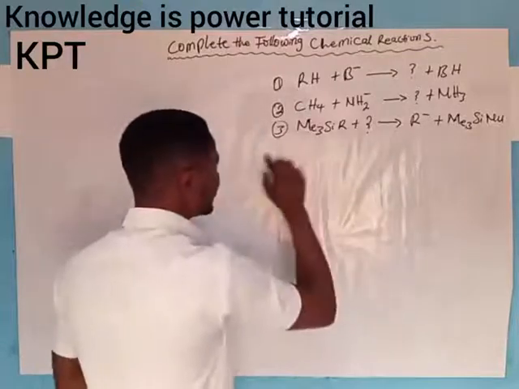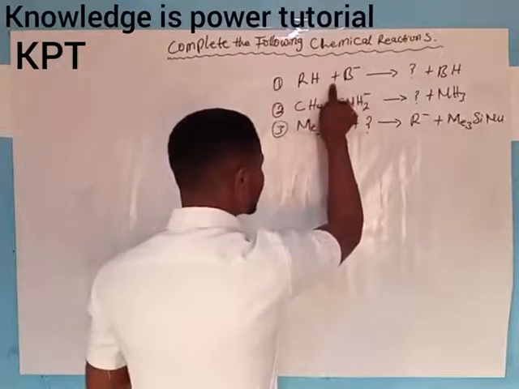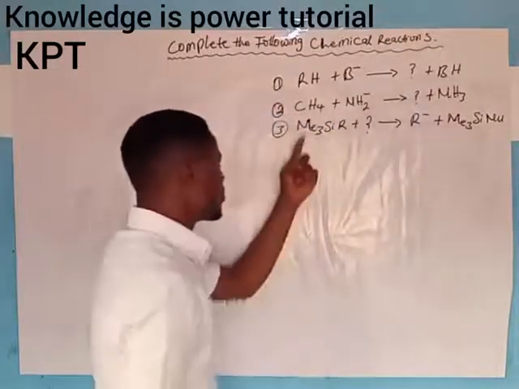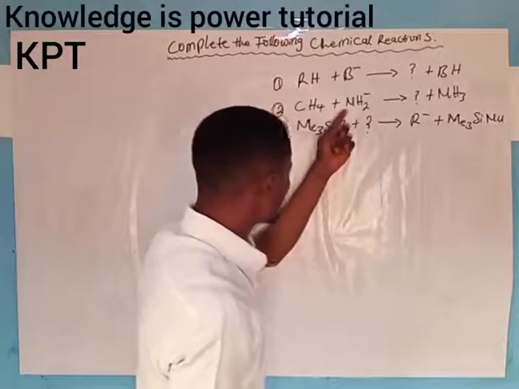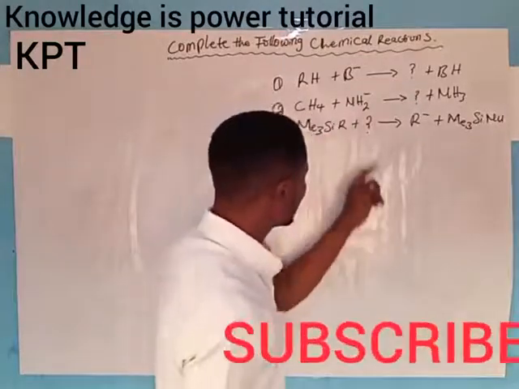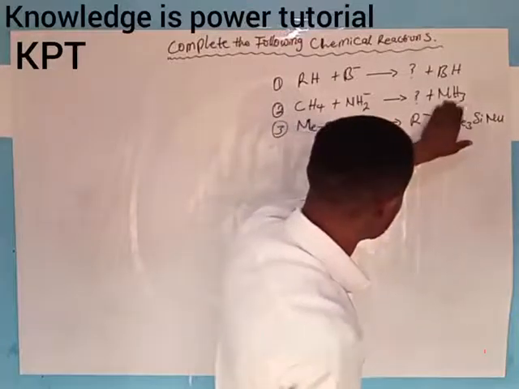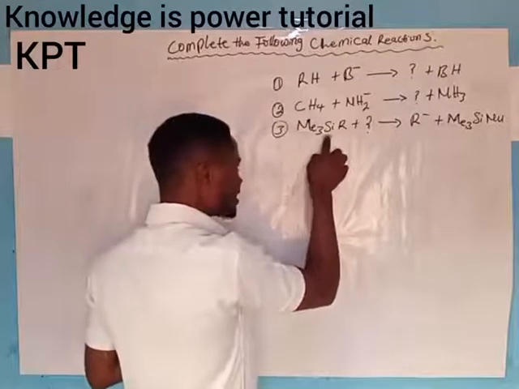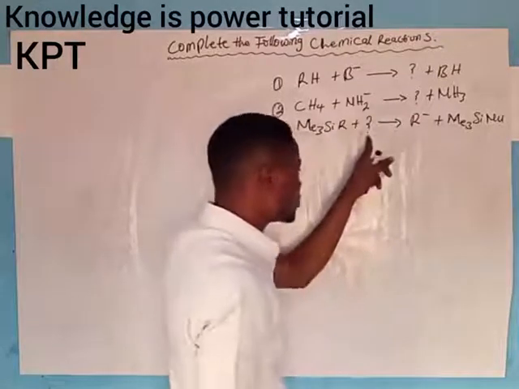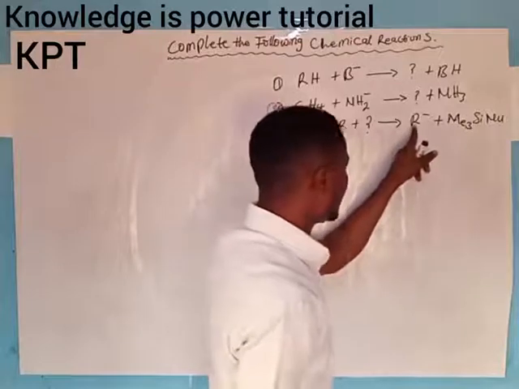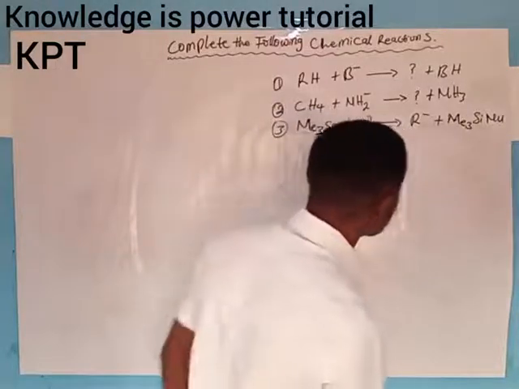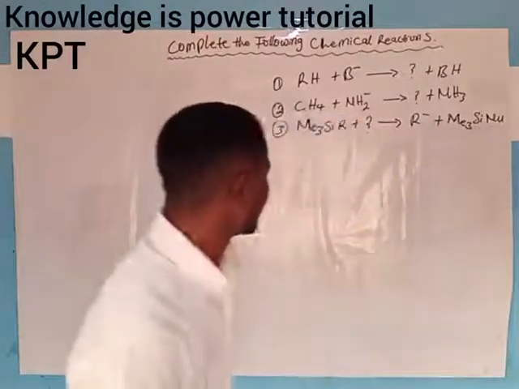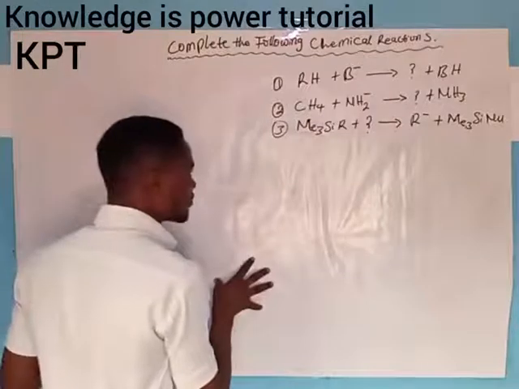If you watch, the first one says when RH reacts with B minus, we are going to have what plus BH. Second, when CH4, which is methane, reacts with NH2 minus, what are we going to have? We are going to have NH3 plus what? Then finally, when this Me3SiR reacts with what will it react with to give us R minus plus this Me3SiNu.